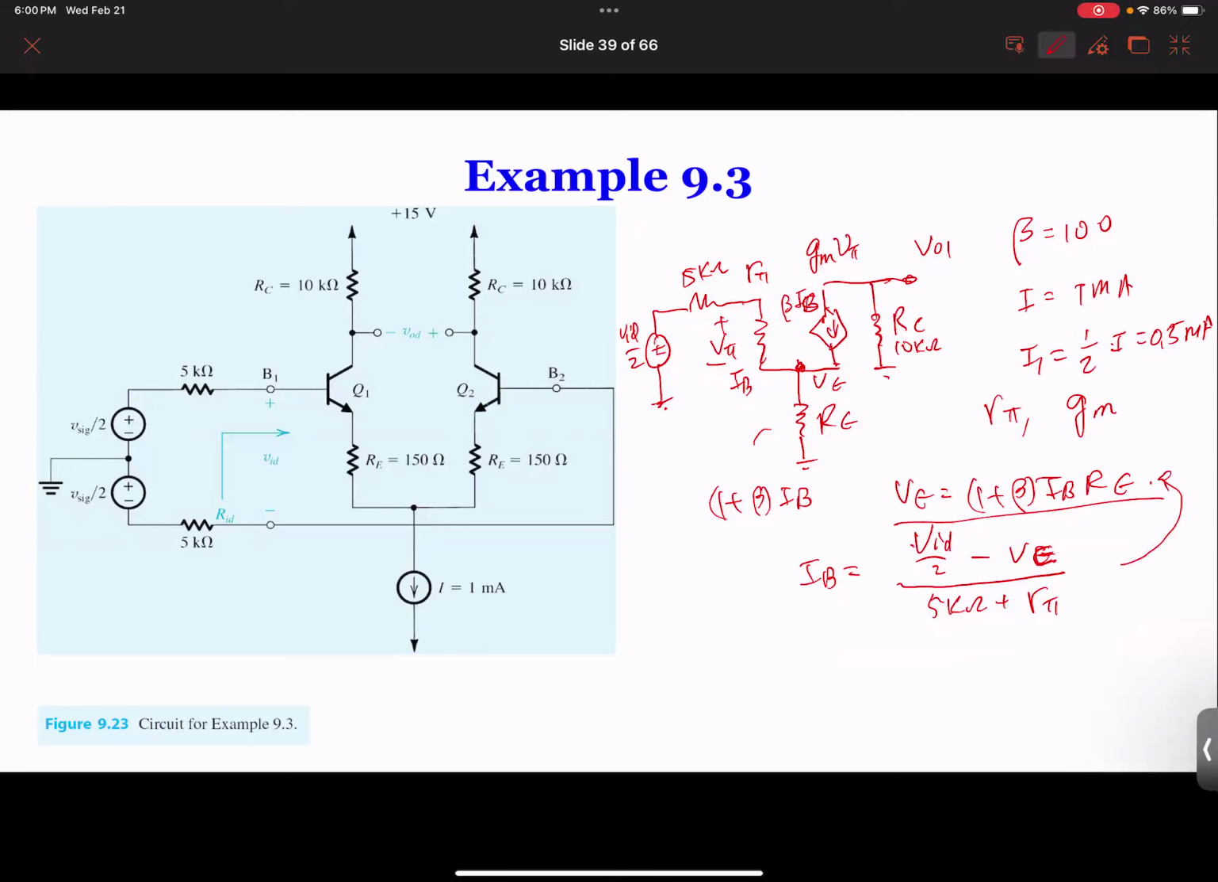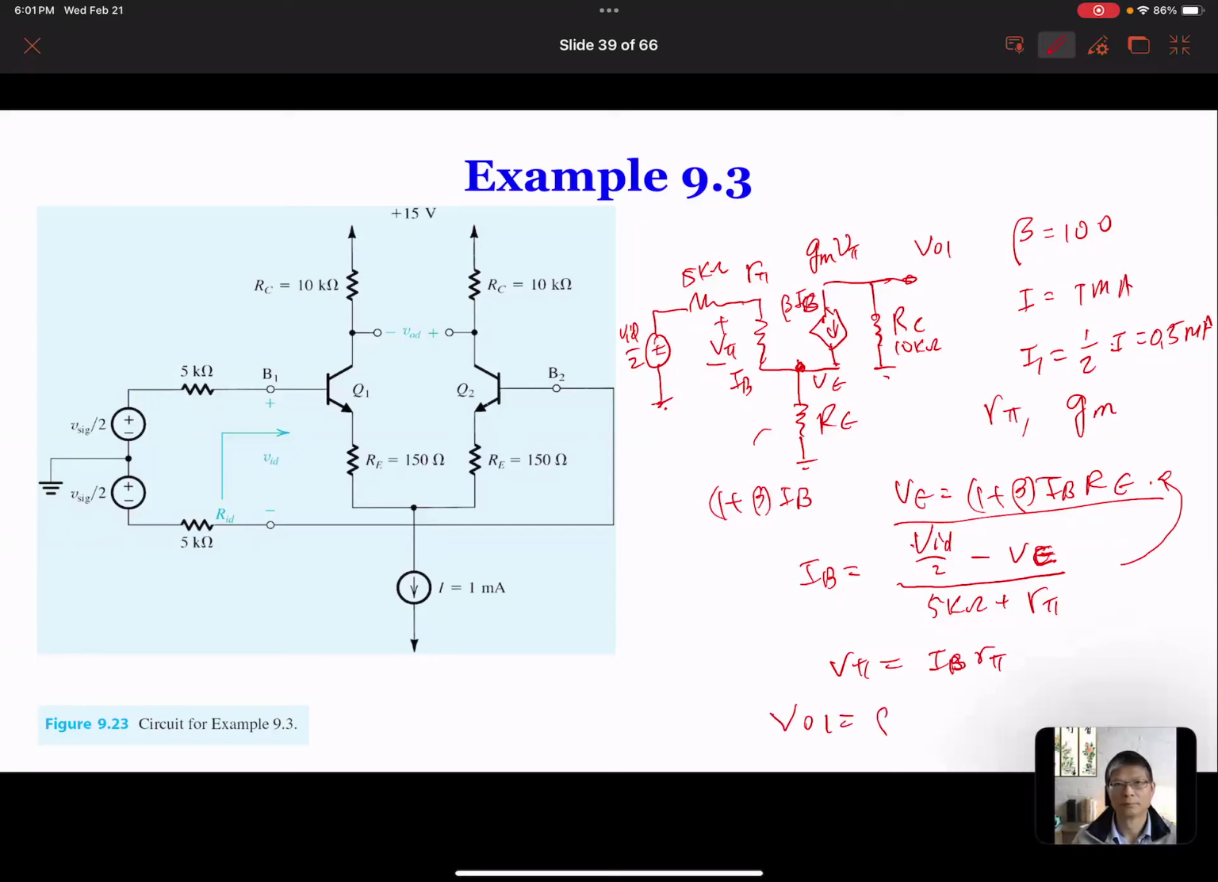And so then you can calculate V pi. V pi is IB times R pi. So now you got VO1 is GM times V pi, or beta times IB times RC, with a minus sign. So it's just a lot of mathematics. You have to do it.